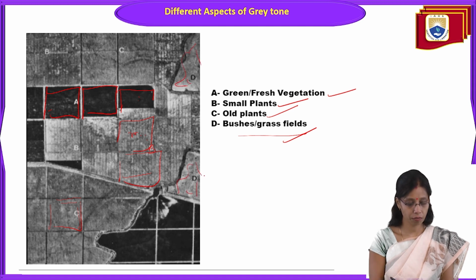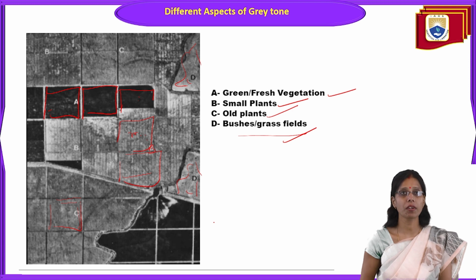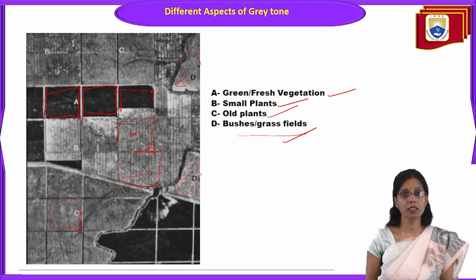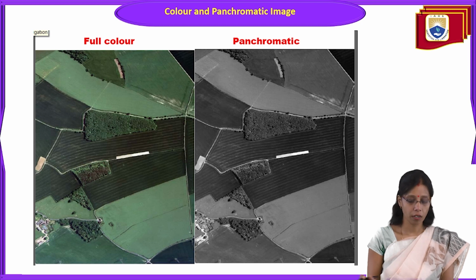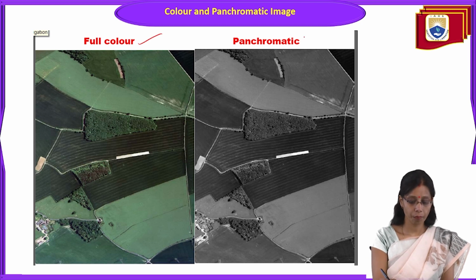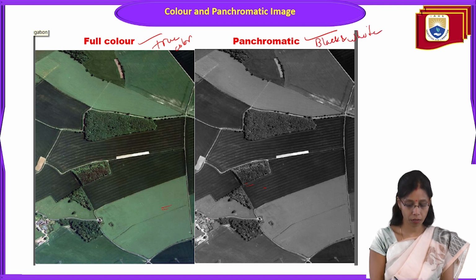Irregular kind of features will be the bushes. So this is how we identify. Identification is not just reading the image; just reading the image is called interpretation. Now here we have full color and panchromatic. The same type of feature we see here: this is the true color image, and this is the black and white image.